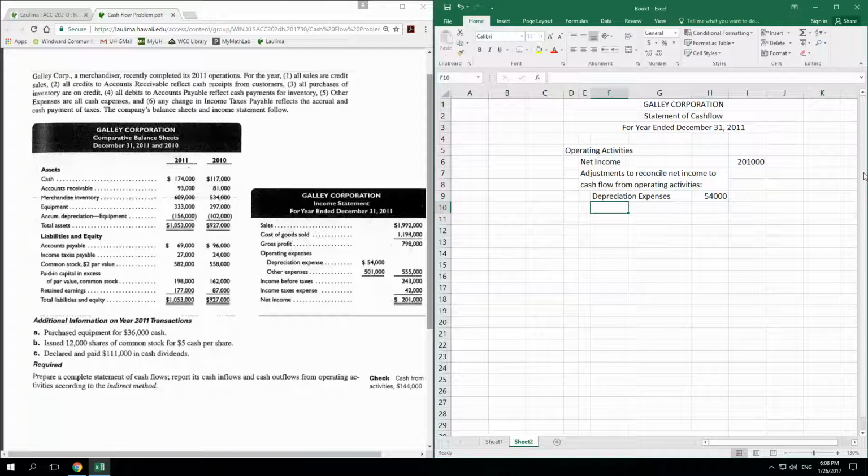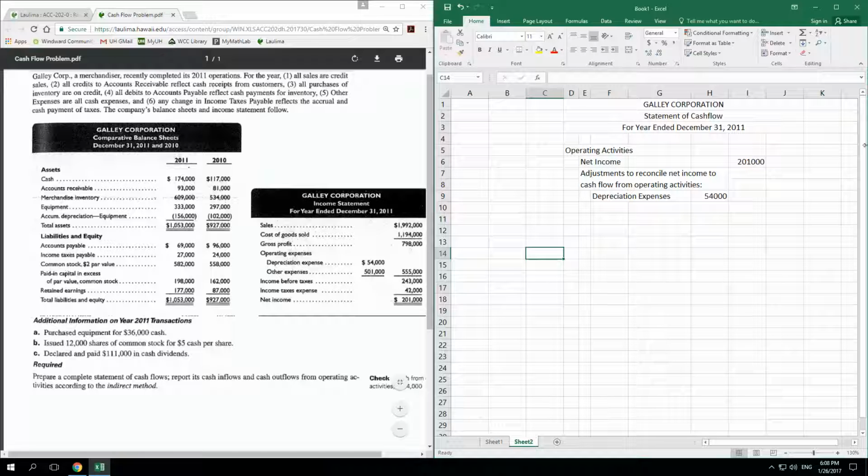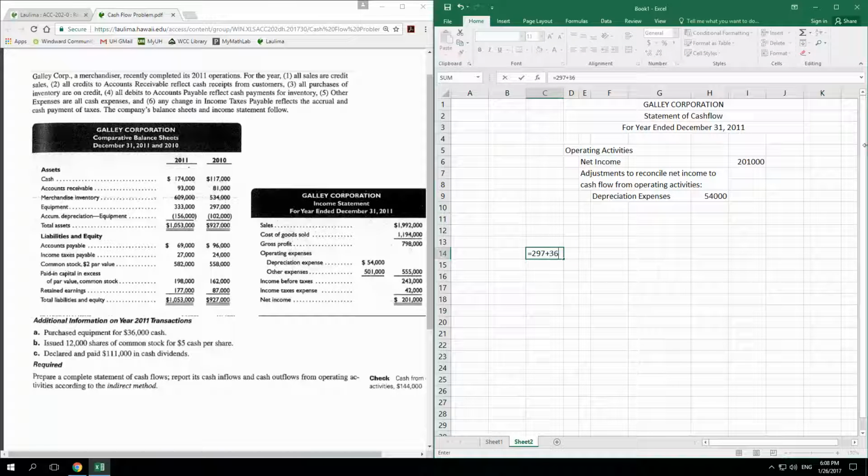Okay. Now, we want to look for any gain or loss on the sale of equipment. Okay. So the first thing I would do is I would come over here and look at my equipment account, and then I would also look at the additional information here. So it looks like we just purchased equipment, right? $297, and it went up to $333, and we bought $36,000 worth of equipment. So $297 plus 36 looks like it is $333, yeah? What's 297 plus 36? We'll do it right here. Okay. So I kind of explained the change in the equipment account.